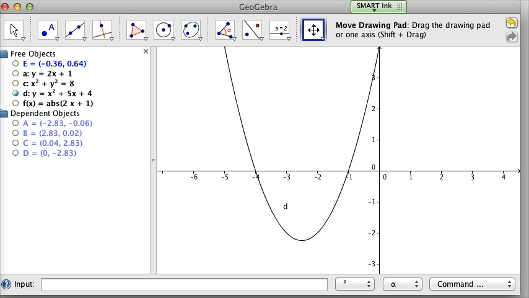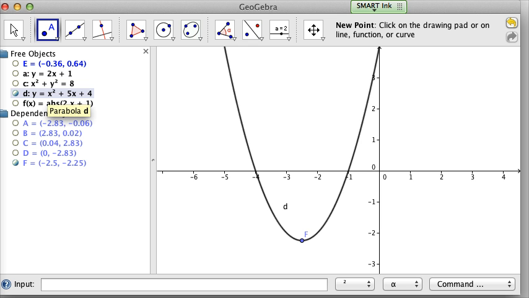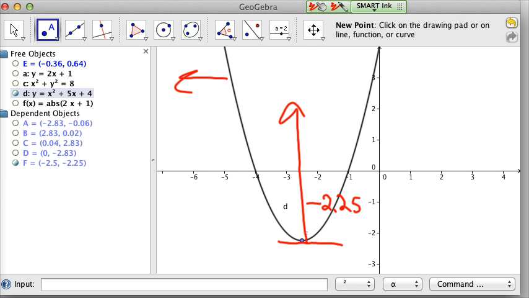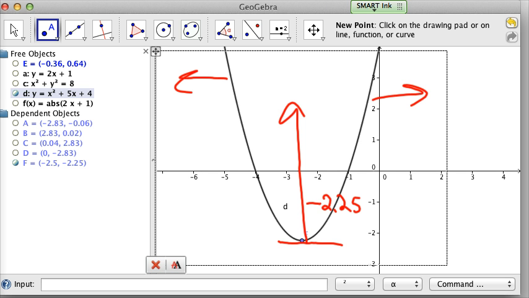So what you have is this bottom point, the vertex, that's down here, and it looks like negative 2.5 and negative 2.25. So our range would start here and go up from there, from negative 2.25. So it's all of those values. Now domain, notice left and right again, it's going to keep going on and on forever. And so our domain is all real numbers, which you'll find happens a lot of times.